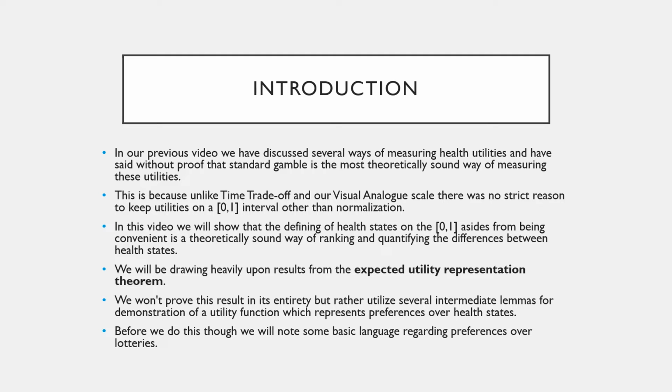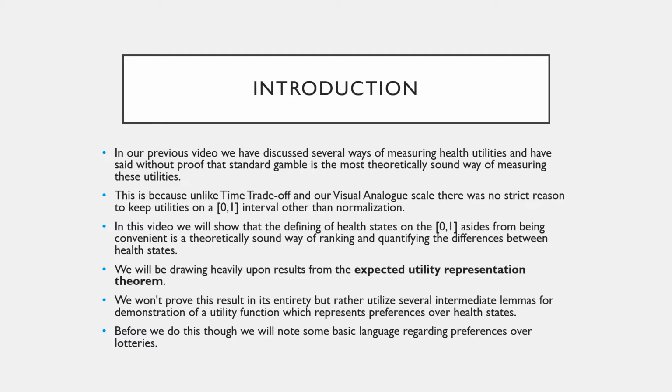In this video, we'll show that defining health states on the 0-1 interval, aside from being convenient, is a theoretically sound way of ranking and quantifying differences between health states. We'll be drawing heavily upon the results from the expected utility representation theorem. We won't prove this result in its entirety, but we'll rather utilize several intermediate lemmas for demonstration of a utility function which represents preferences over health states that we desire.